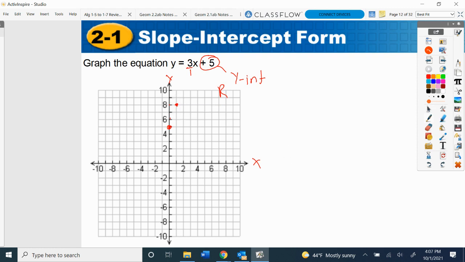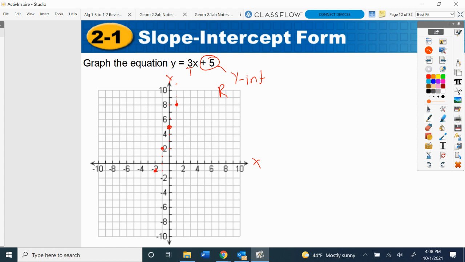And then if I try to do that again, if I try to go up 3, I kind of run out of space. So what I can do is go back to this point here, and I can go down 3, 1, 2, 3, and go to the left 1. So that way my points still line up. And I can do that one more time. Down 3, 1, 2, 3 over 1.